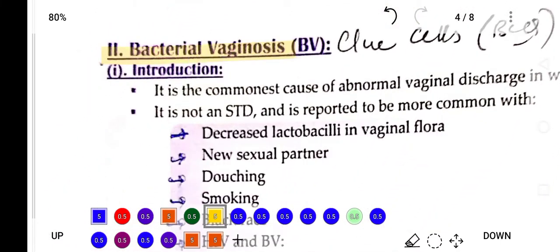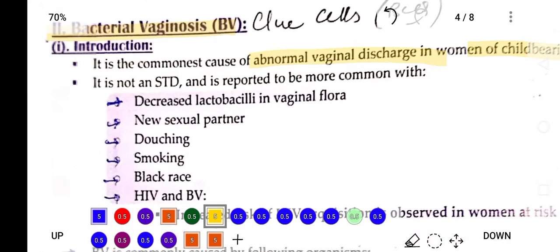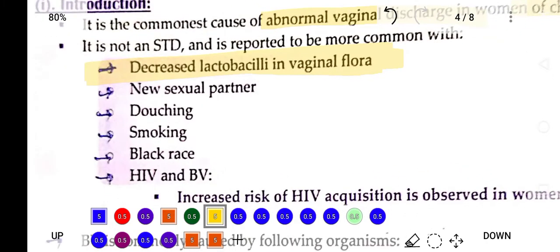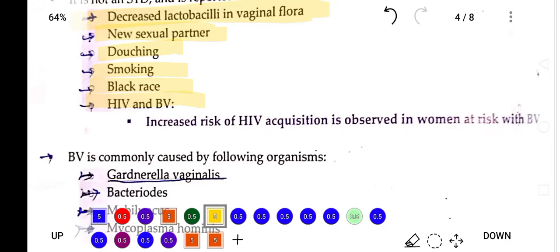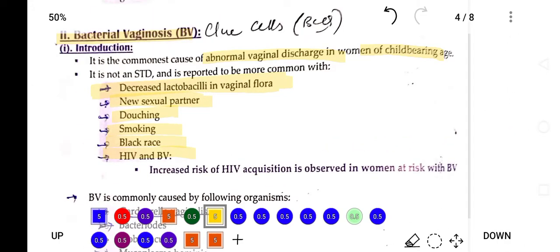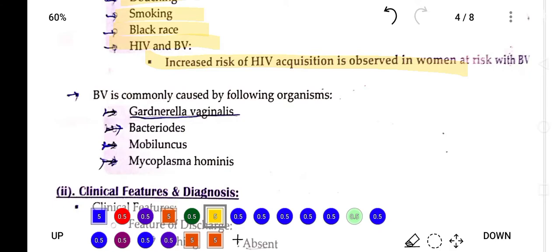And another disease is bacterial vaginosis, which is caused by bacteria, and abnormal vaginal discharge in a woman of childbearing age can predispose to this condition. In this, decreased lactobacilli in the vaginal flora can create problems, and a female who has a new sexual partner, douching, smoking, black race, and HIV may be predisposed to bacterial vaginosis. Now, an increased risk of HIV acquisition is observed in women having bacterial vaginosis.